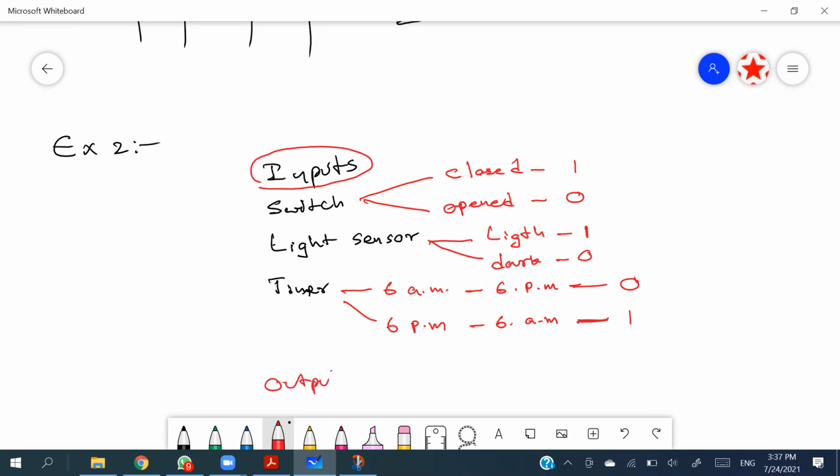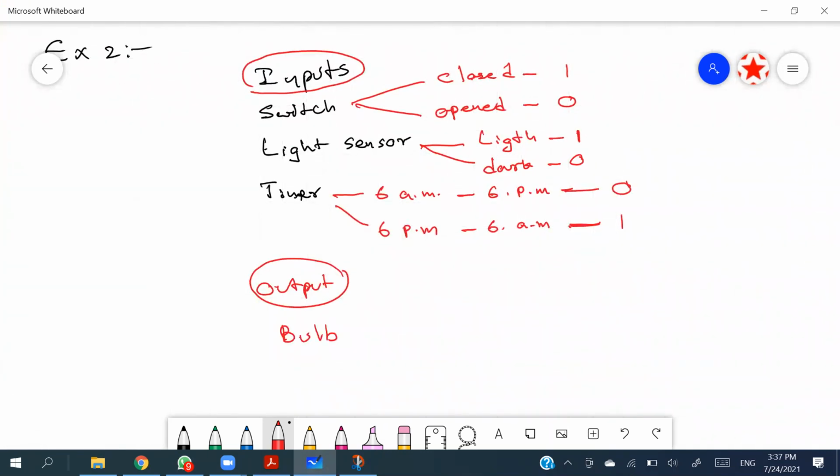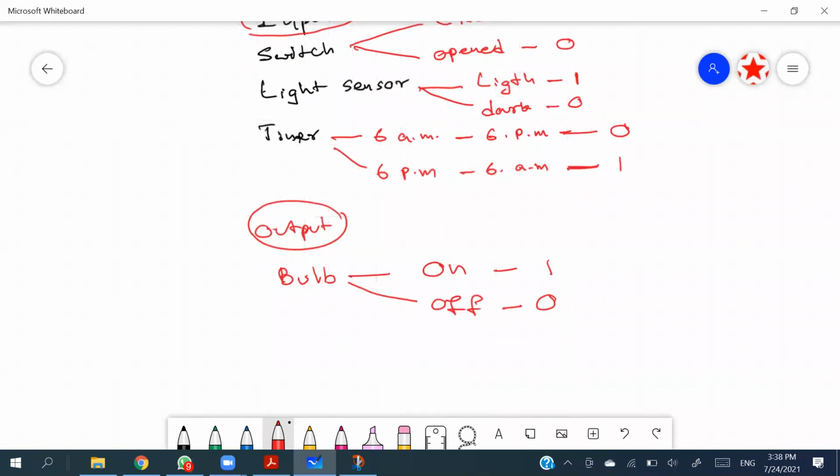And the output is going to be the bulb. It's better we take on and off: light is on, it indicates 1; light is off, it indicates 0. Right? So what is going to be the illustration of the work of the inputs to get the output?